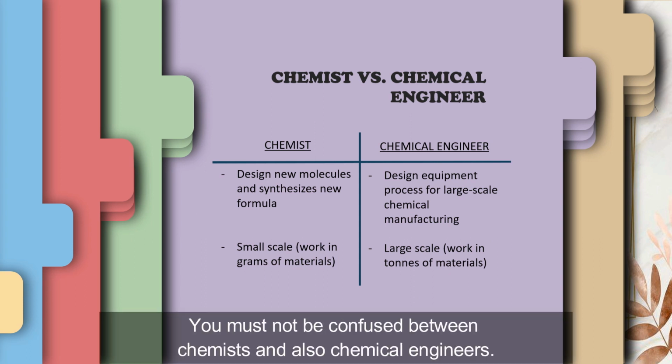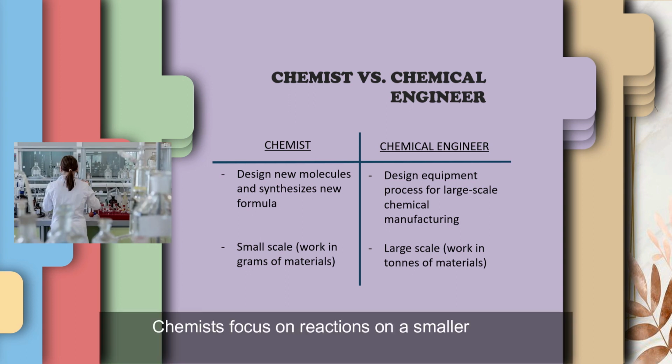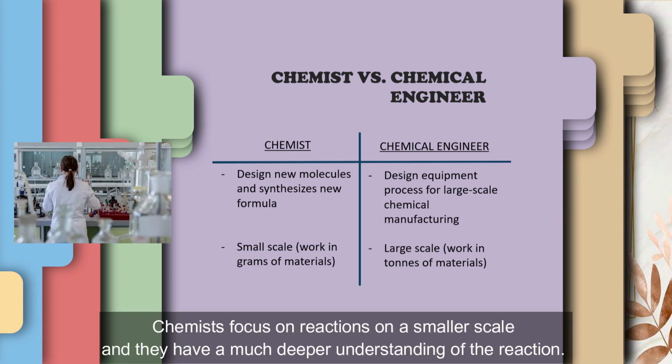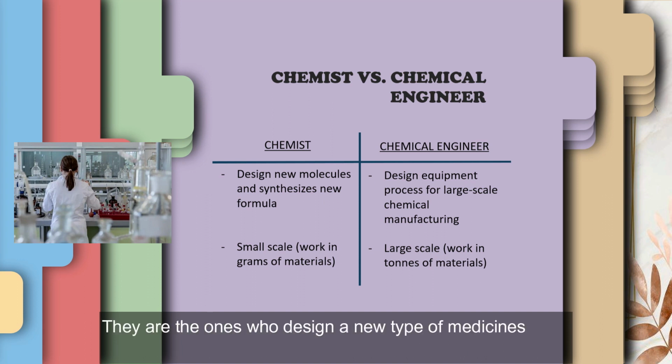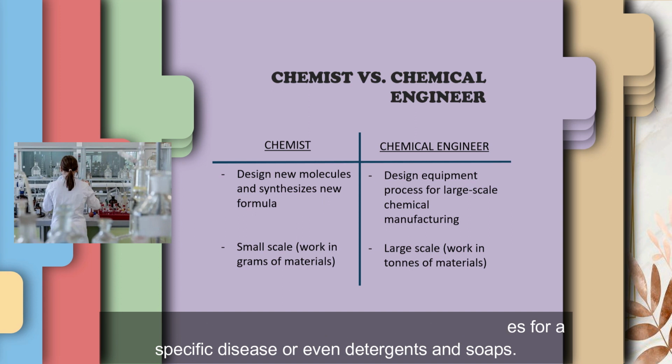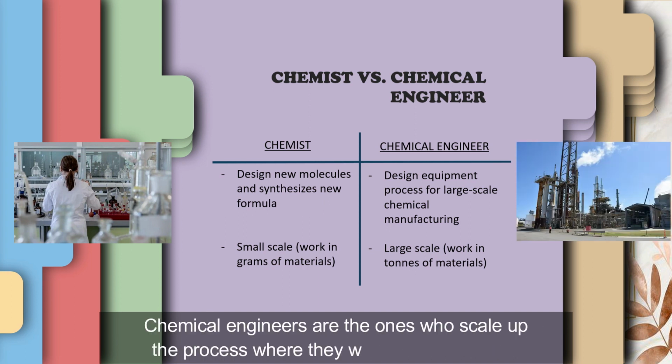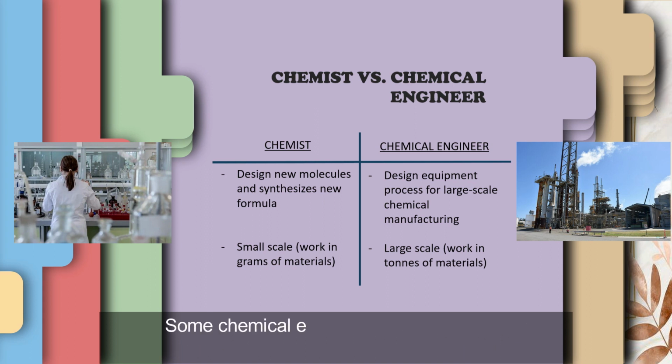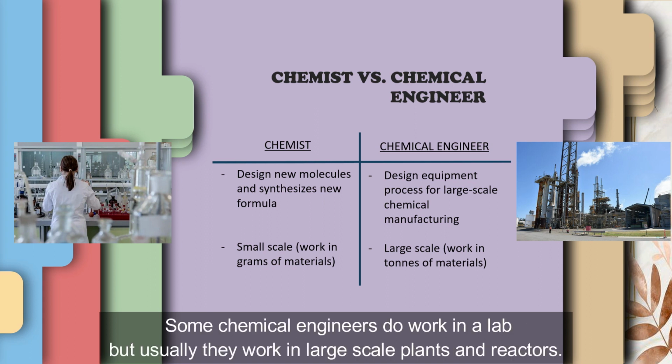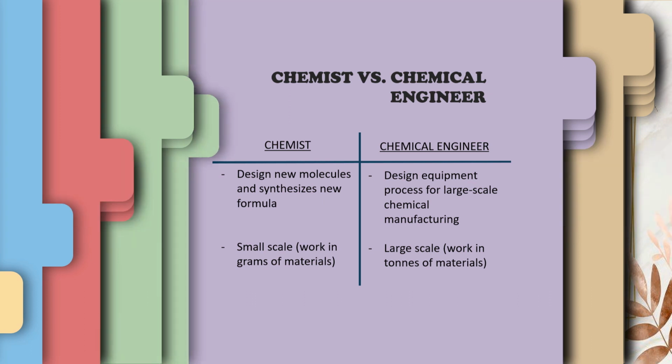You must not confuse chemists and chemical engineers. Chemists focus on reactions on a smaller scale and they have a much deeper understanding of the reaction. They are the ones who design new types of medicines for a specific disease or even detergents and soaps. Chemical engineers are the ones who scale up the process where they will design the plant. Some chemical engineers do work in a lab, but usually they work in large-scale plants and reactors.